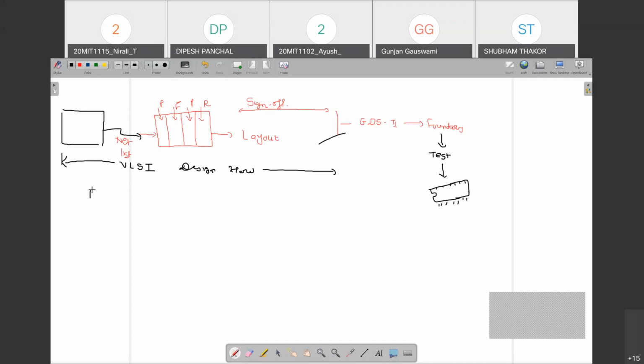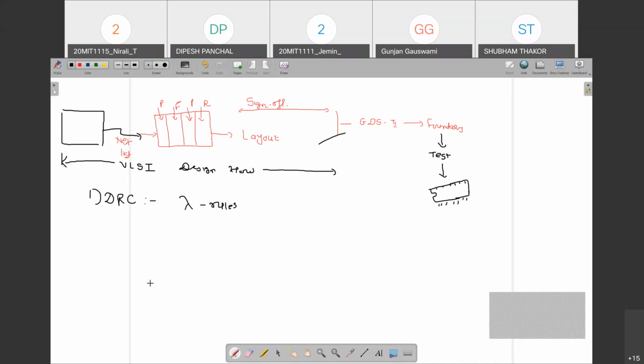Does someone know the full name? Can anyone quickly say DRC? Design rule check. Yes, exactly, design rule check. These rules are given by the foundry. Very general rules are called the lambda rule. All the foundries follow this lambda rule.